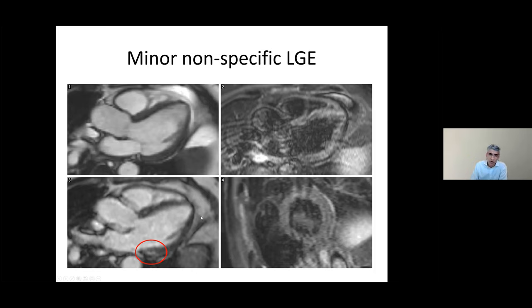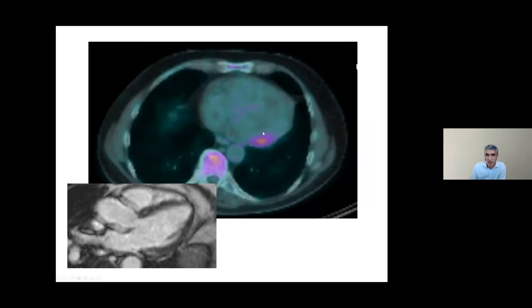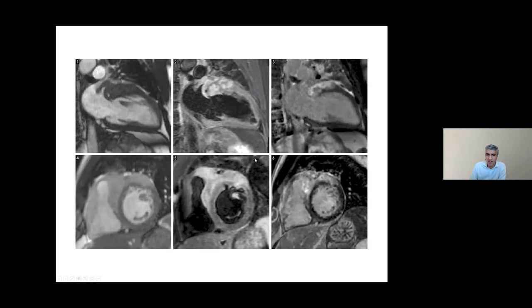Now, in anyone without sarcoidosis, we could dismiss this as being a non-specific and likely irrelevant finding, and it may not even get reported on the study. But in someone with sarcoidosis, we have to be increasingly suspicious that this could be relevant, and that's not the same as saying it is relevant. We haven't seen obvious inflammation here, but actually in this patient, when we went on to do the PET scan, we saw increased signal suggestive of inflammation in that area.